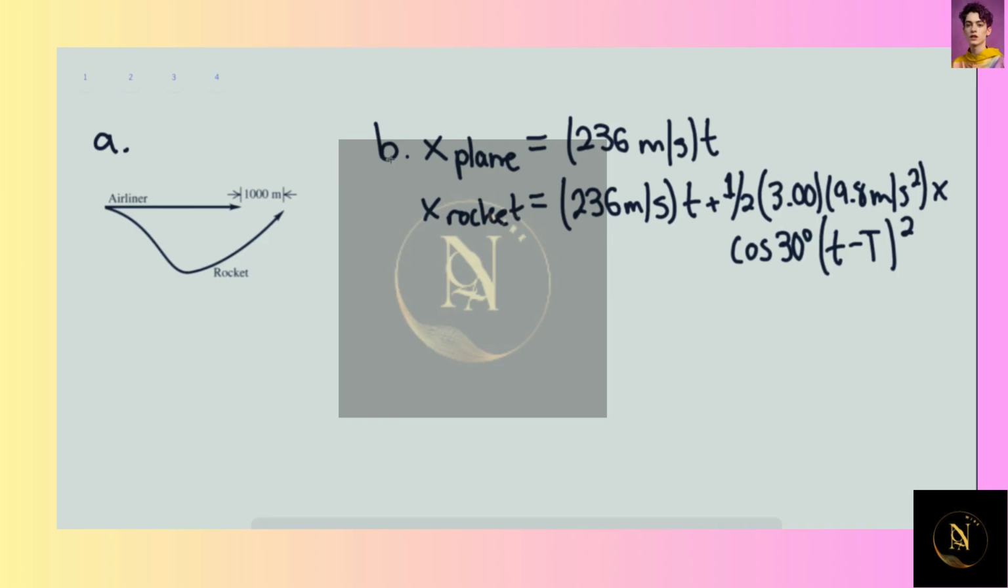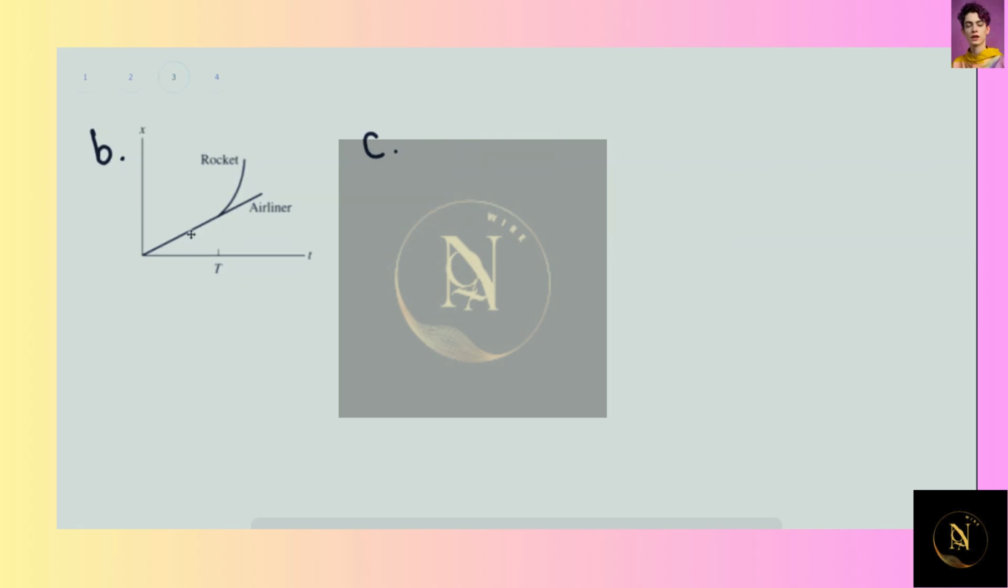And so we find that the graph of this equation would be here. This is where T, the time when the rocket engines start, is, and then you can see how it is a parabolic motion when you're plotting the position versus time.